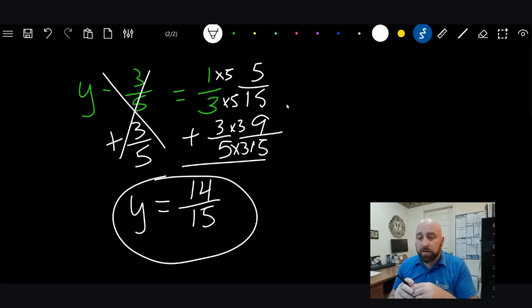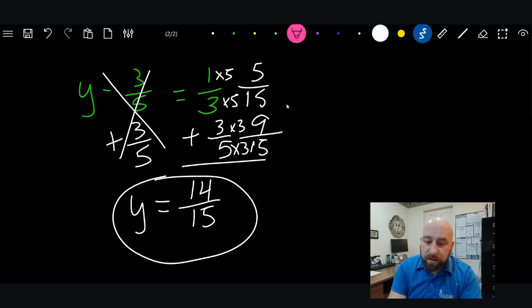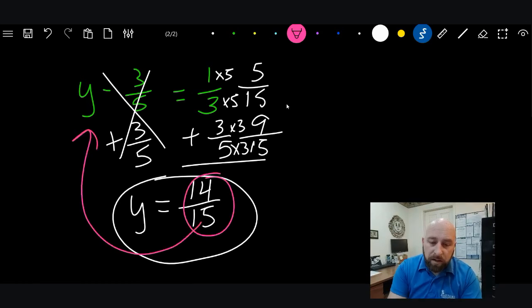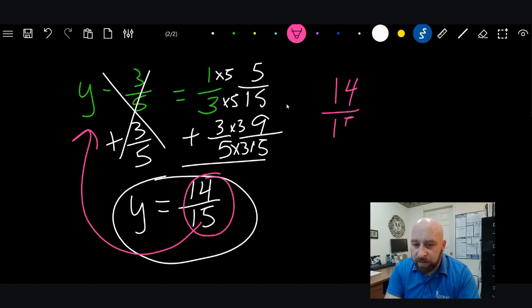Now, let me show you something, and this is the check. This is how you can always check algebra. When you turn in an algebra test, you should really know, especially with your equations, I got that right. I know I got that right. Why? Because I checked it. How do you check it? Well, what you do is you take your answer and you plug it in, you remove the y, and you put your answer. So, 14 over 15 minus 3/5 equals 1/3.